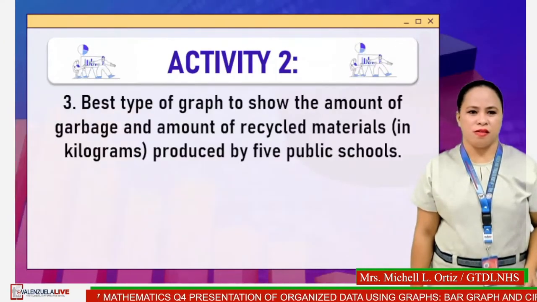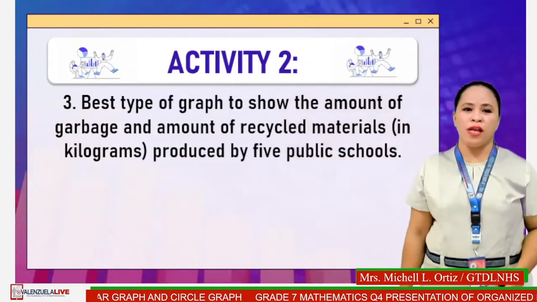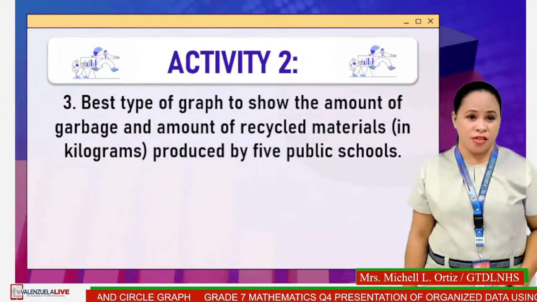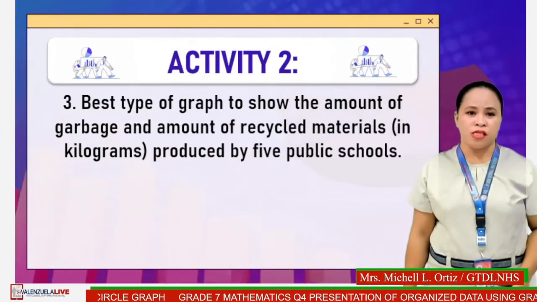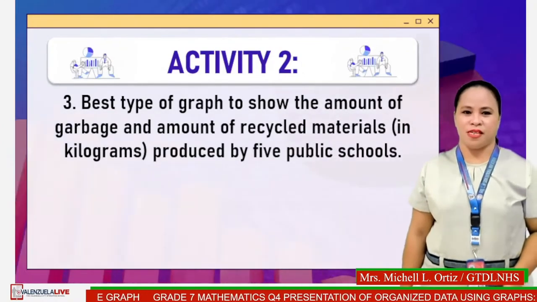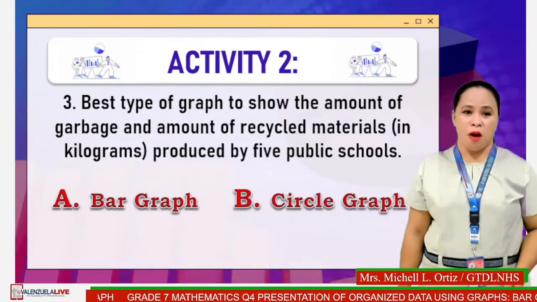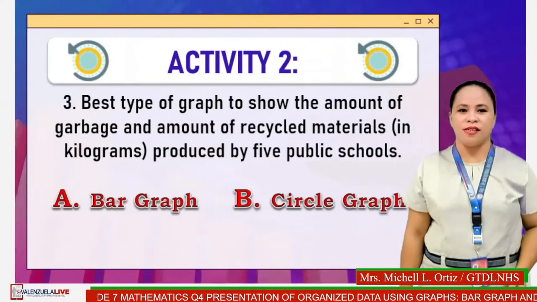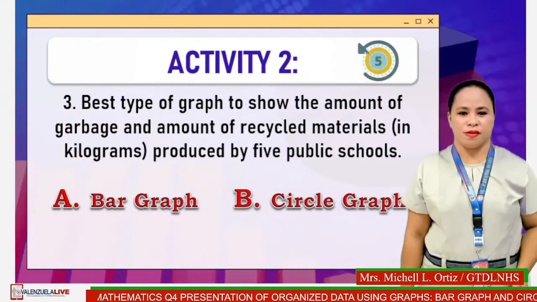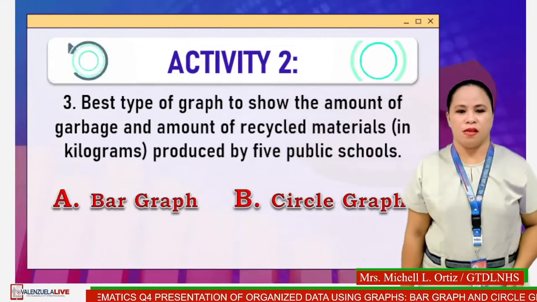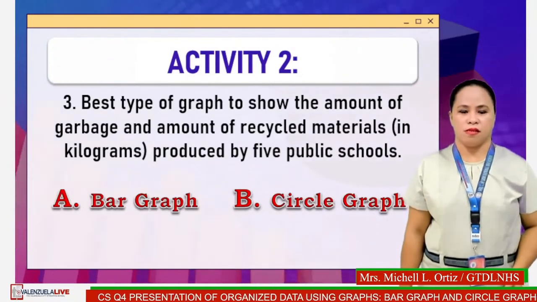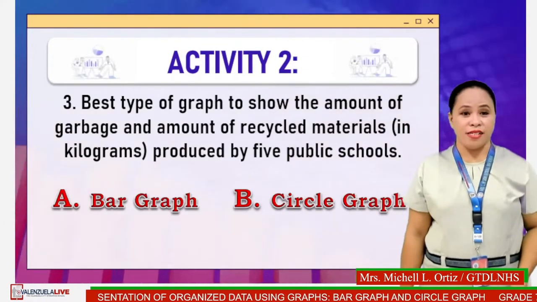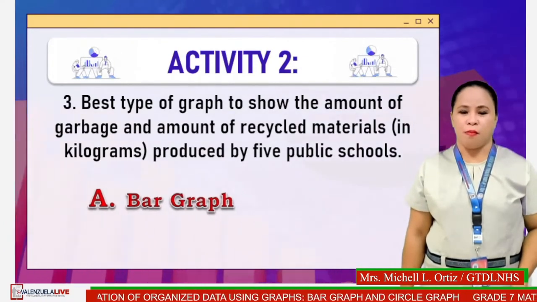Number 3. The best type of graph to show the amount of garbage and the amount of recycled materials in kilograms produced by 5 public schools. Letter A, bar graph. B, circle graph. 5 seconds. Go. Correct answer is bar graph.